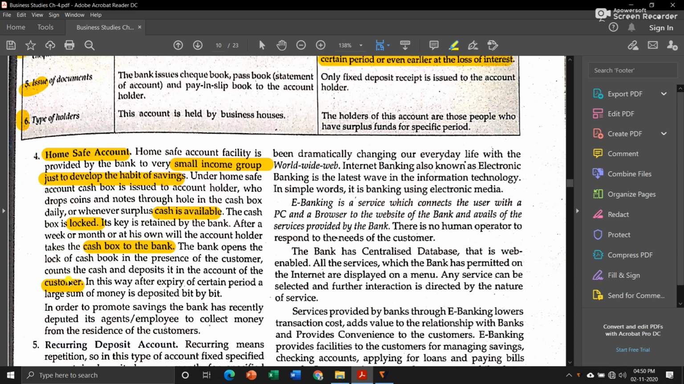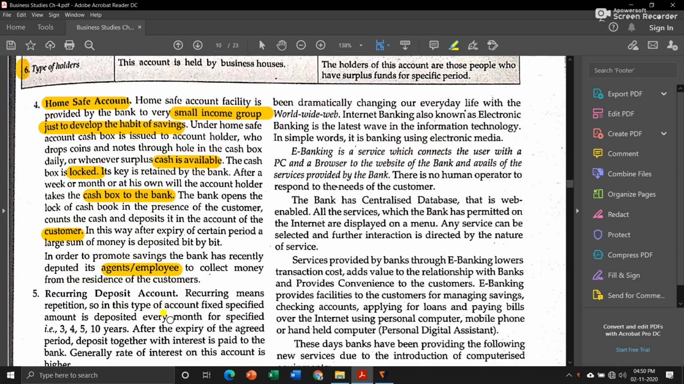in the account. In this way, after expiry of a certain period, a large sum of money is deposited bit by bit. In order to promote savings, the bank has recently deputed its agents or employees to collect money from the residence of the customer. Sometimes the customers don't go to the bank and take their box with them. So in order to make sure that people are saving money through this type of account, the bank sends agents or employees to the house of customers.